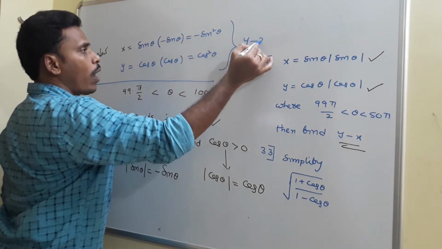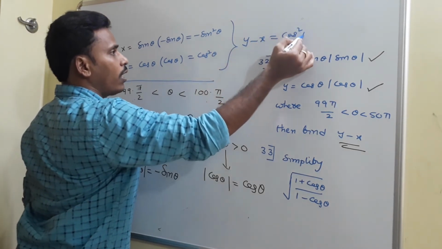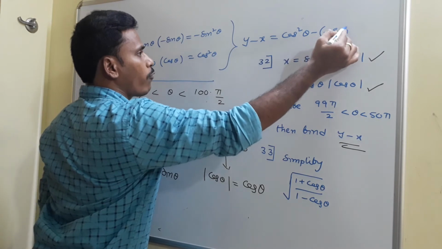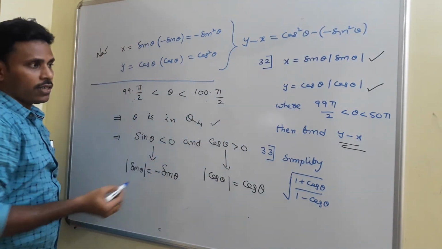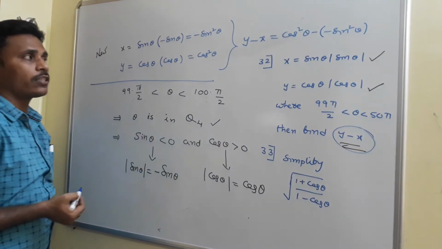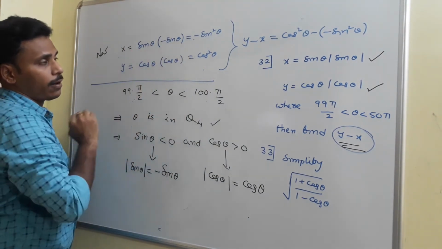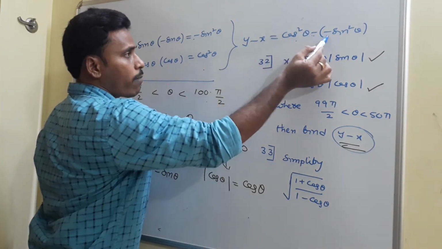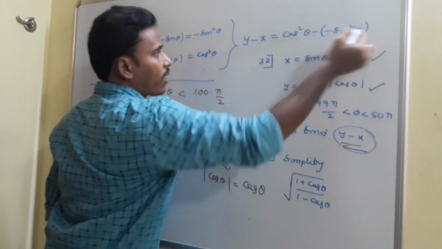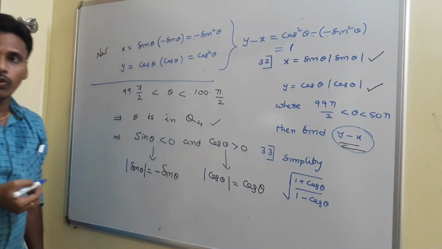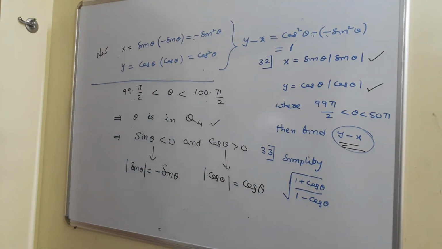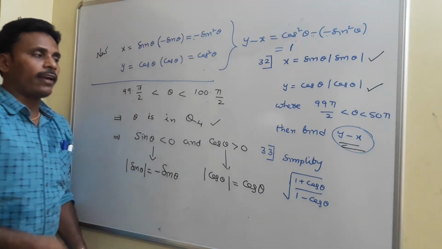From these two, y minus x is equal to cos square theta minus of minus sin square theta. I need to calculate this y minus x as per the question. Y is cos square theta, x is minus sin square theta. So cos square theta minus of minus, that is plus sin square theta, will result as 1. Is it right? Have a look at this. Now your y minus x value is just 1. The question is asking us to find y minus x, and at the end the value of y minus x is equal to 1.